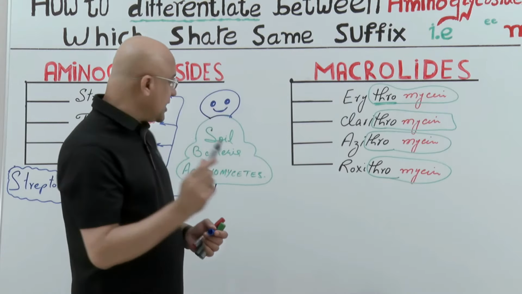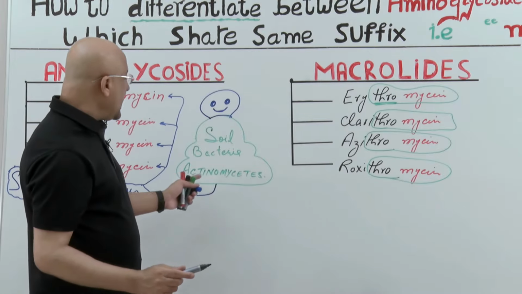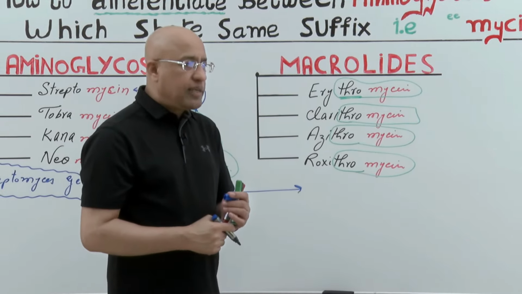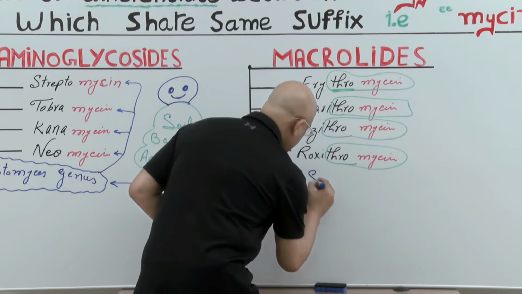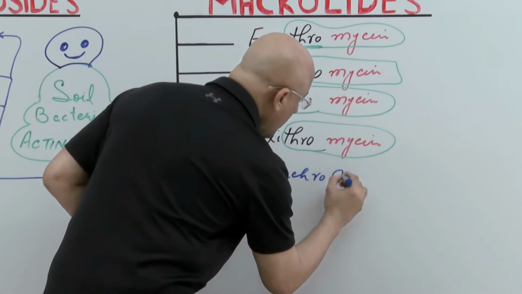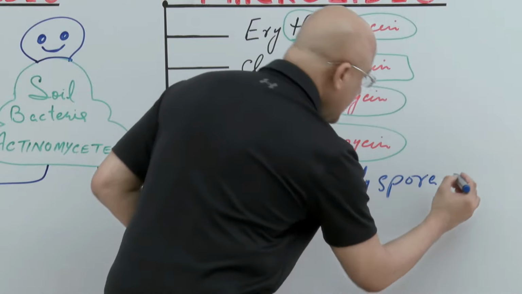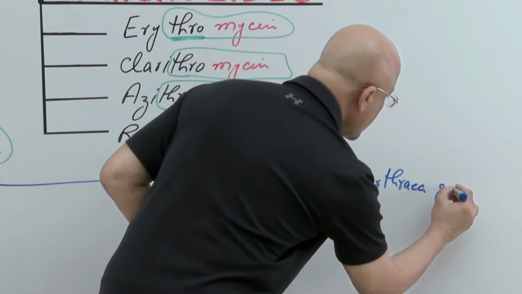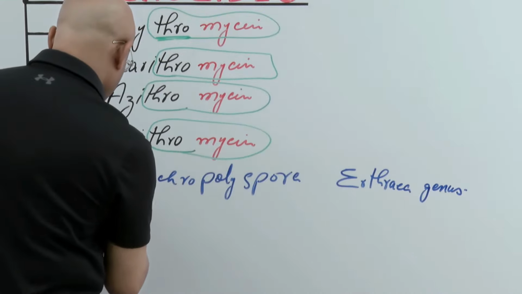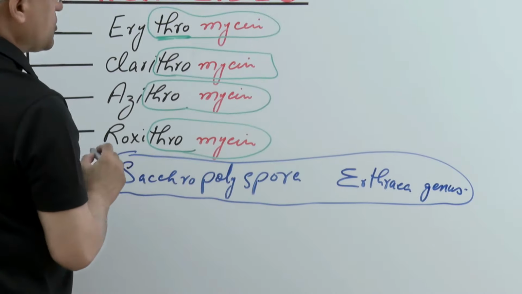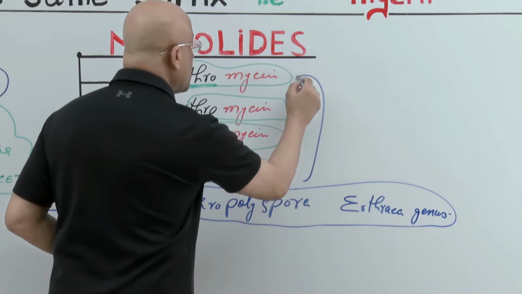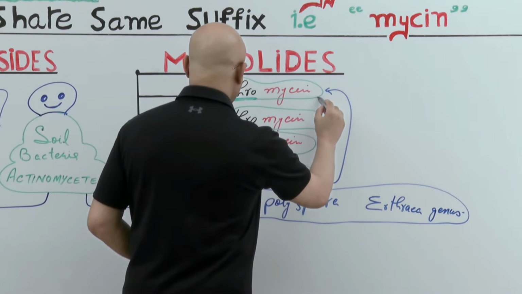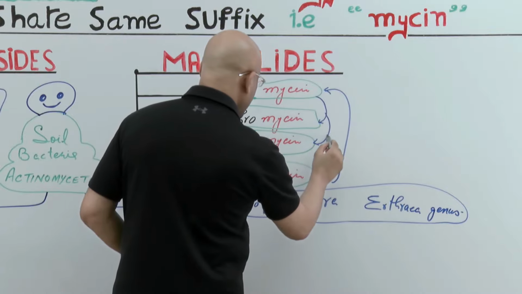And again, macrolides: erythromycin was originally discovered and isolated from another genus of actinomycetes, and the new name of that genus is Saccharopolyspora erythraea. This genus is responsible for producing erythromycin, and then with different chemical modifications of erythromycin, we end up with better drugs like clarithromycin, azithromycin, and even some others like roxithromycin.